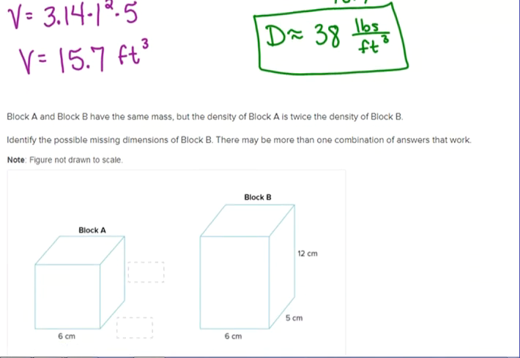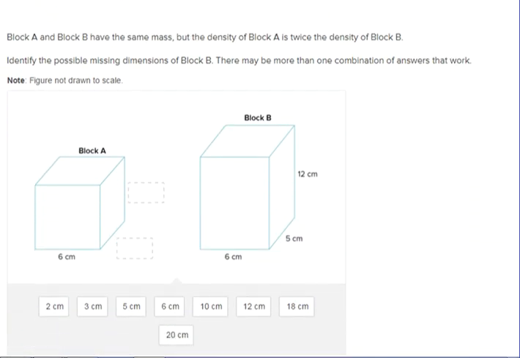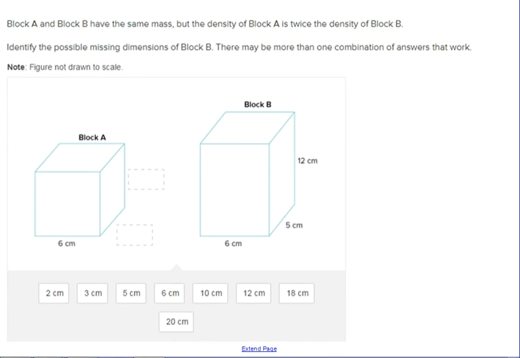Now this next one has a little bit more to it. The next problem says block A and block B have the same mass, but the density of block A is twice the density of block B. Identify the possible missing dimensions of block A. There may be more than one combination of answers that work. All right, so when we look at the diagram, for block A, we only have the width of that block.